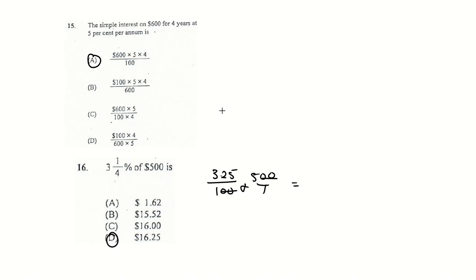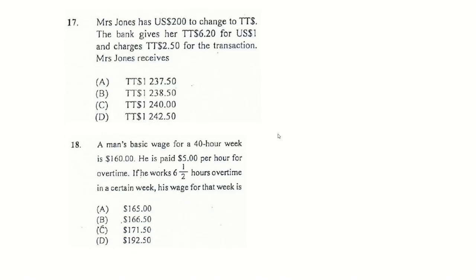Right? Then we have number 17. Mrs. Joan has 200 to change to TT. The bank gives her a $6.20 TT for 1 US and charges $2.50 for the transaction. So first let's find out how much is the $200. So 200 US is equal to 6.20 multiplied by 200 over 1.